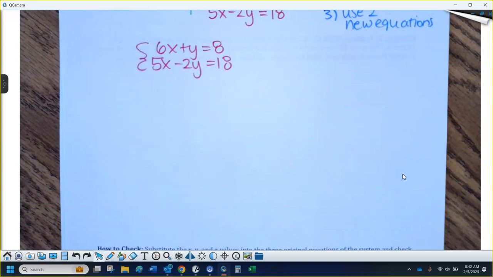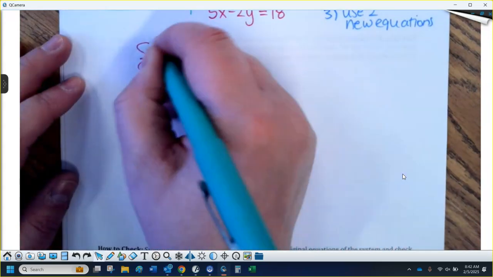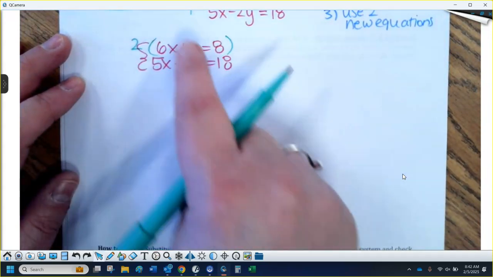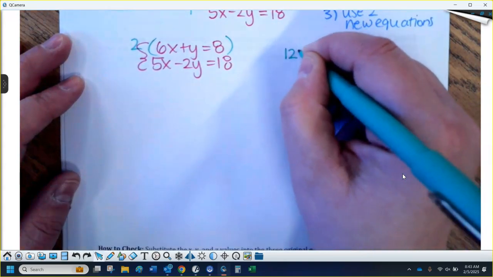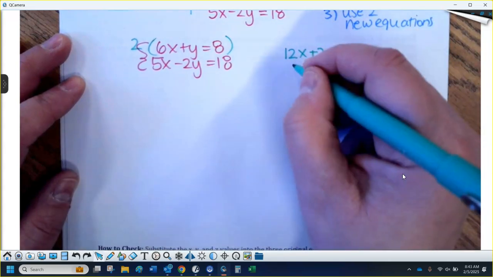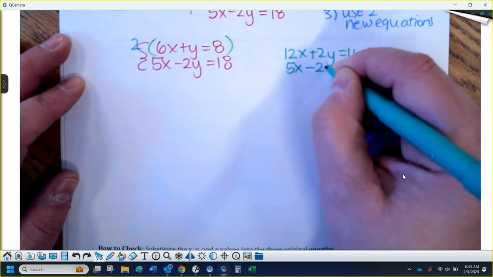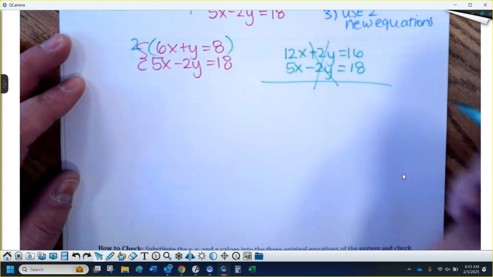Okay, which variable would you get rid of? Okay, how would you do that? That's what I would do too. If you want to get rid of y, here's all I'm going to do. I'm going to multiply this line by 2. The y's, you already have one positive and one negative, so the top equation would just turn into 12x plus 2y equals 16. The bottom equation, I'm not going to manipulate. I'm just going to copy it because the y's are opposites by doing that.